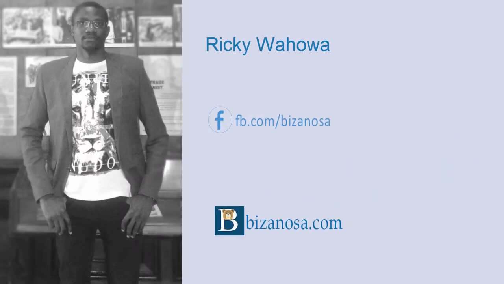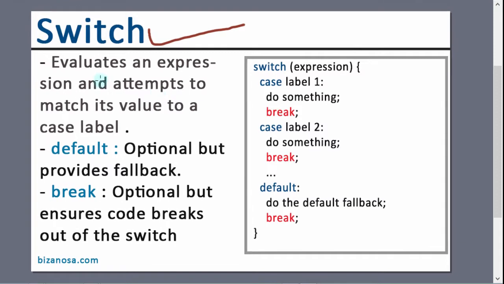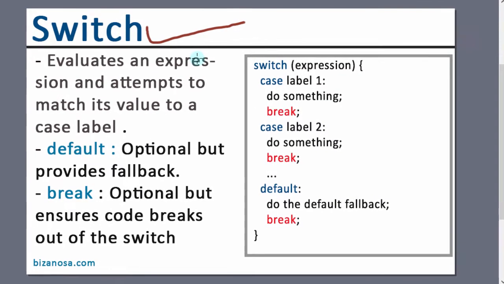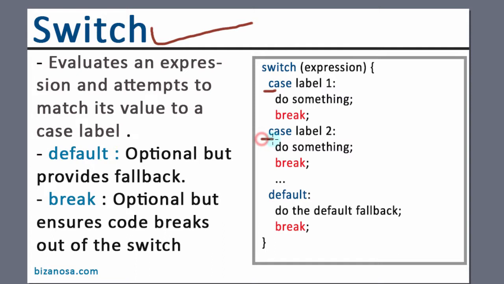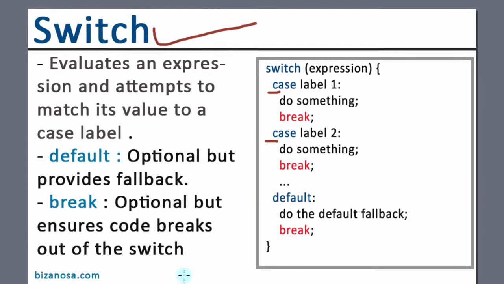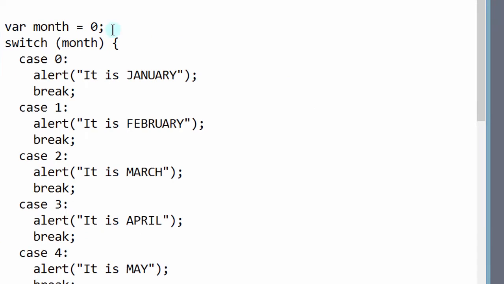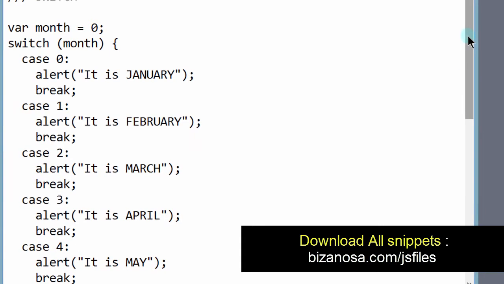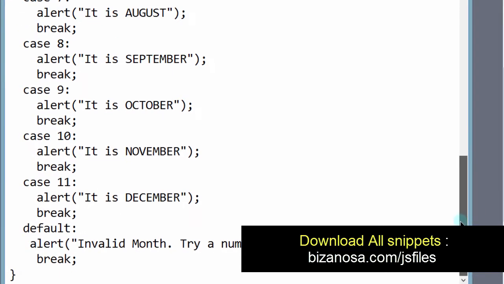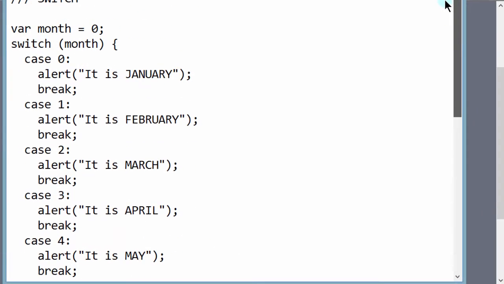Hi, so we have started looking at the switch statement, and we say that the switch statement is used to match an expression to a case. In this video we're going to look at an example, and I already have the code here. You're going to get all these snippets, and you can get them on this link. Download the files and you'll have the snippets.